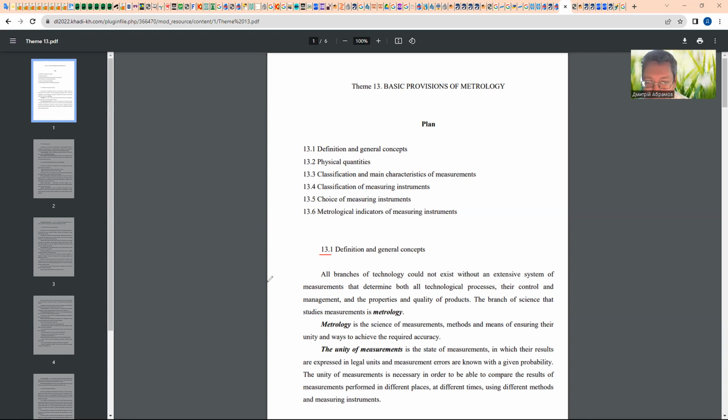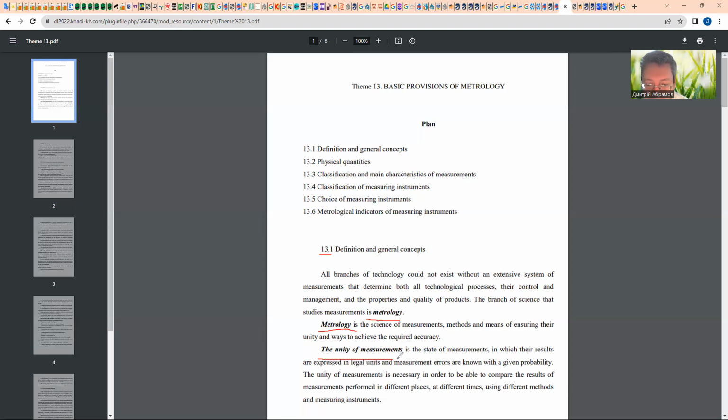All branches of technology could not exist without the extensive system of measurements that determine all technological processes, their control and management, and the properties and quality of products. The branch of science that studies measurements is metrology. Metrology is the science of measurements, methods, and means of ensuring their unity and ways to achieve the required accuracy.